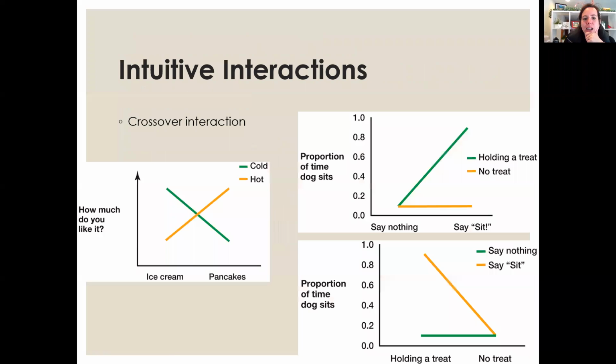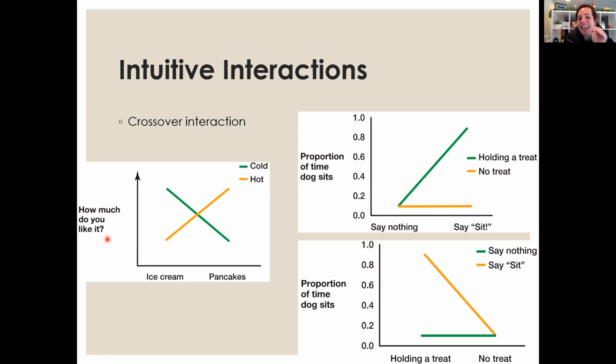So let's look at an interaction right here. This is a crossover interaction, okay? So there's two independent variables, the food type and the food temperature. And the dependent variable is how much do you like it? So do you like food that's hot or cold? That would be one independent variable, right? Or do you like ice cream? Yes, no, that could be one.